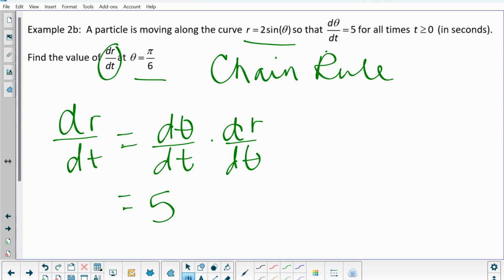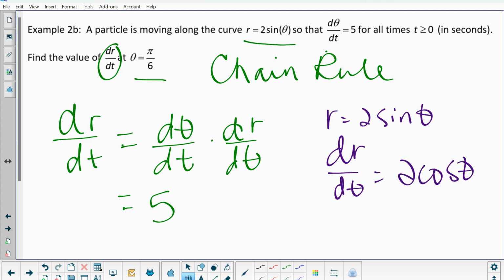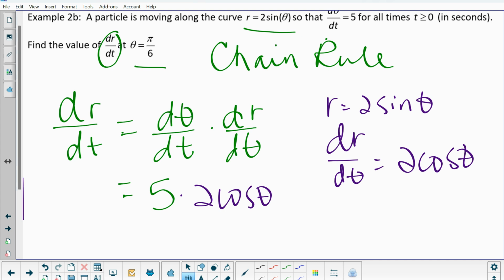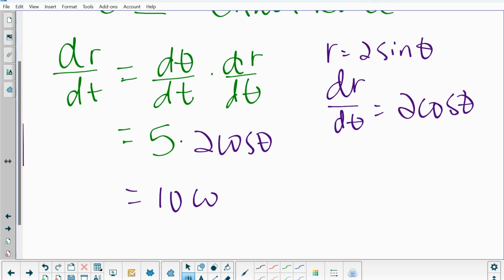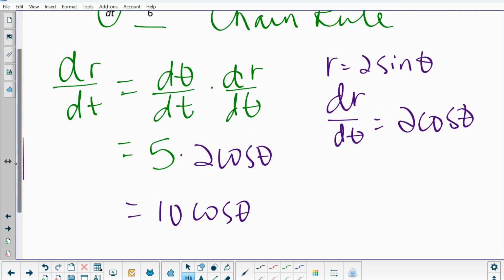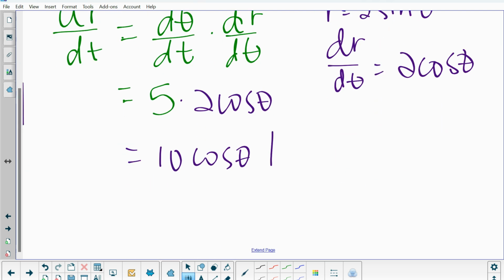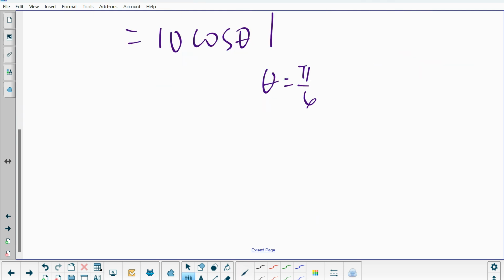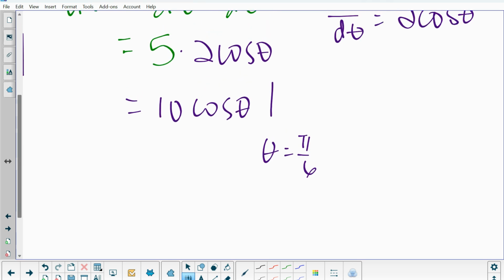And you also were given that r is equal to 2 sine theta, which means dr d theta equals 2 cosine theta. So now you can fill 2 cosine theta in over here. So dr dt is now equal to 10 cosine theta, and you were supposed to evaluate this at theta equals pi over 6. So when you put pi over 6 in there, cosine of pi over 6 is root 3 over 2. 10 times root 3 over 2 would be 5 root 3.